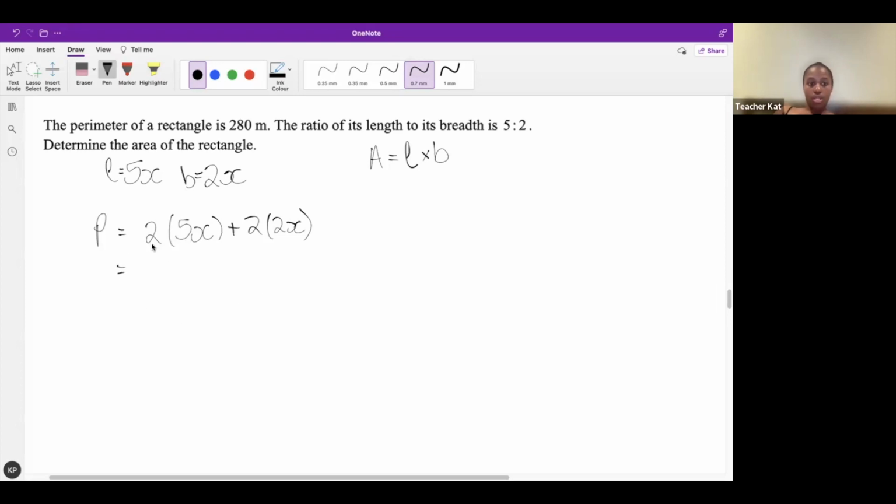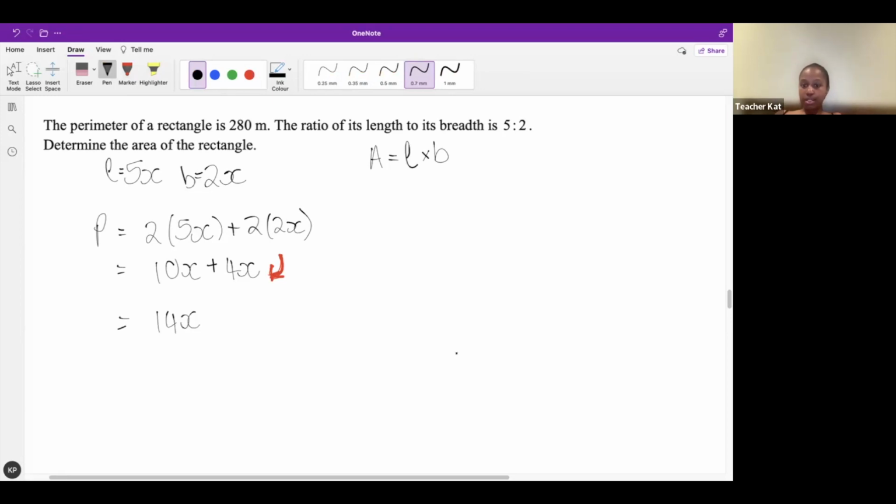Okay. What is 2 times 5x, beautiful people? 10x plus 2 times 2x, 4x. Okay, is there anything else we can do here? Over here? I have a 10x plus 4x. Yes, because they are like terms. Right, what's 10x plus 4x? 14x.